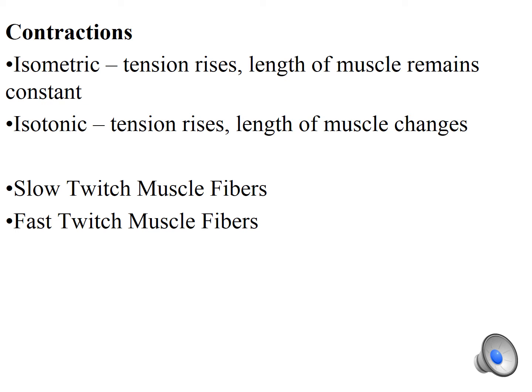So the average person has about half slow twitch and half fast twitch muscle fibers. But high performance athletes will not have half and half. In other words, an Olympic sprinter will have predominantly fast twitch muscle fibers, whereas an Olympic marathoner or distance swimmer, someone who does more endurance kind of sports, will have predominantly slow twitch muscle fibers.